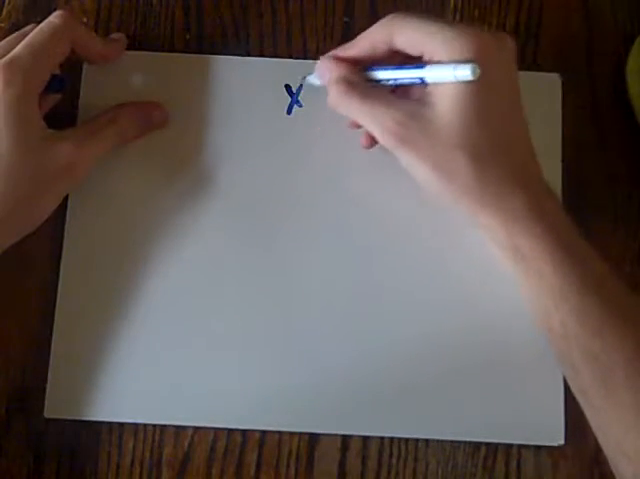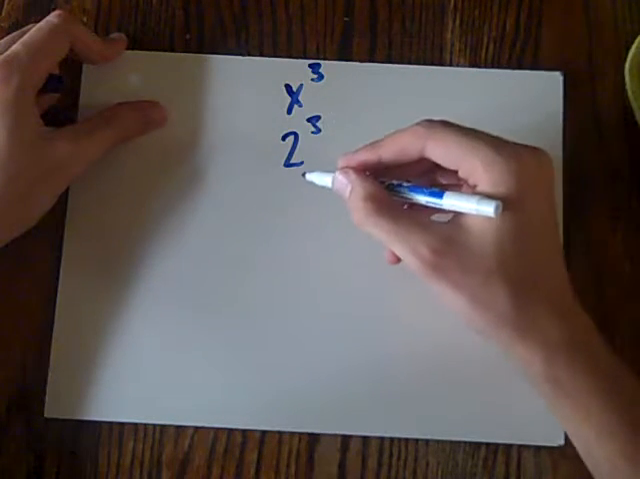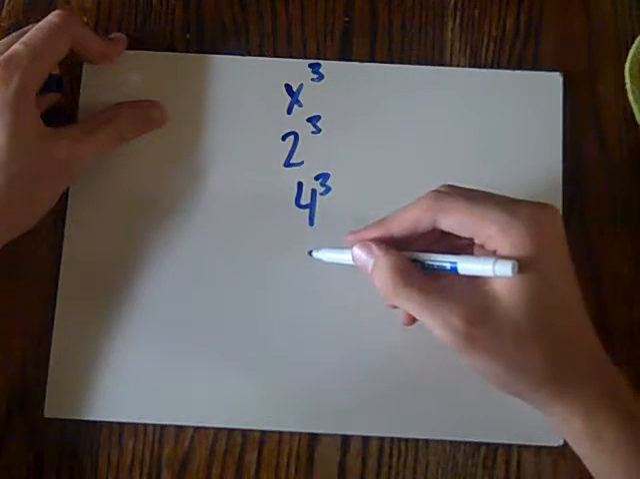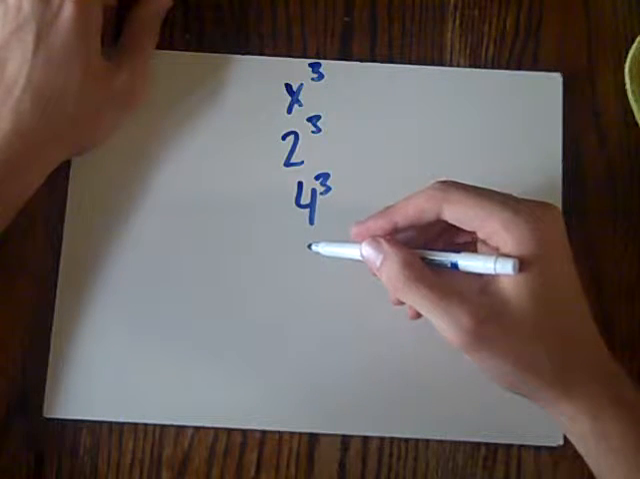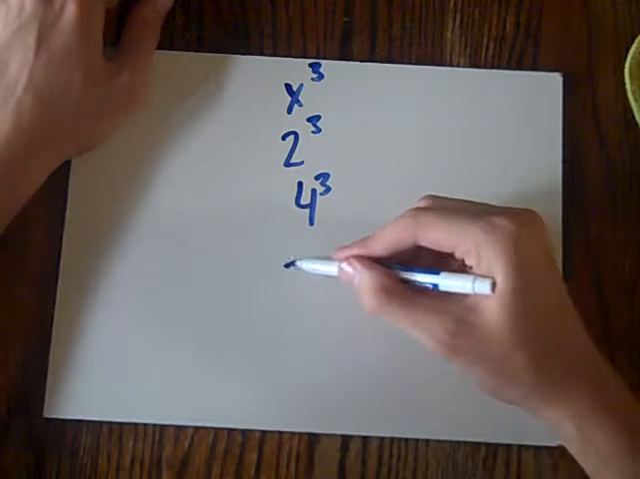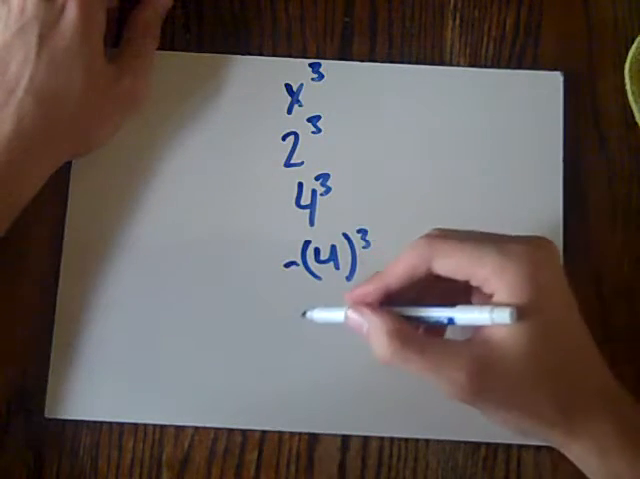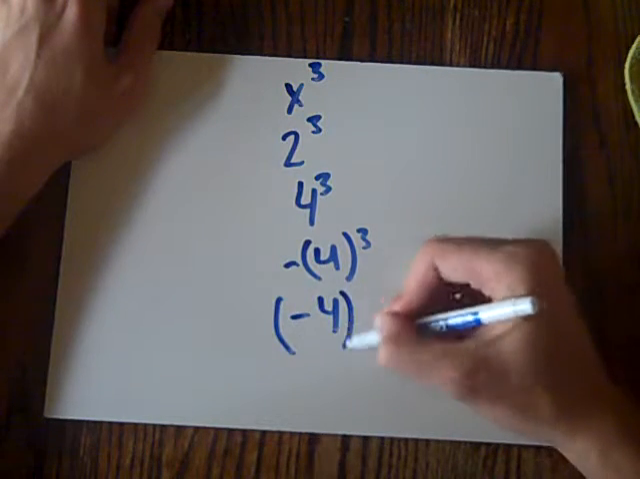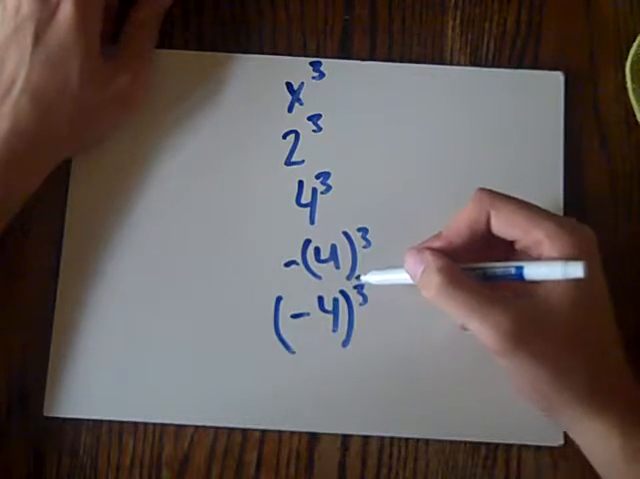Okay, so today we're going to be learning about x to the 3, 2 to the 3, and 4 to the 3. And we're also going to learn about negative 4 to the 3, and then negative 4 to the 3 with parentheses. And so, with that in mind, let's get started.